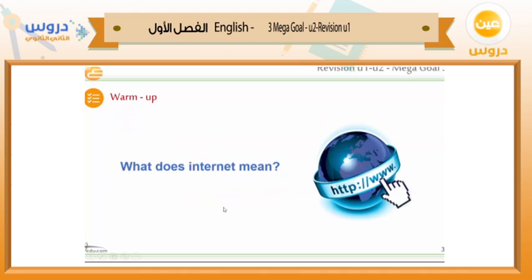Now, what does internet mean? Think about the meaning of internet. Is it just a way of communicating? What does internet mean? Think about the word internet. Net is the short form of network. So think about it.